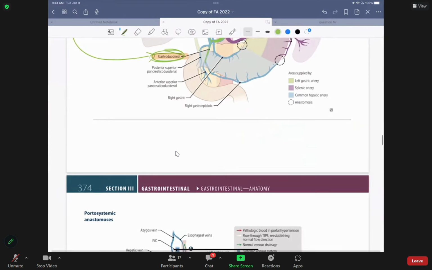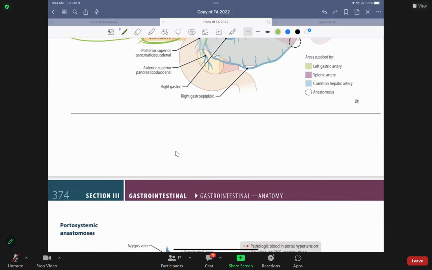Now I'm going to write something here to make sure we understand this. So this is peptic ulcer. I'm just writing. Don't worry about what is peptic ulcer. Just write this down. Peptic ulcer is two types: gastric ulcer and duodenal ulcer. Now, if you are bleeding from duodenal ulcer, that's gastroduodenal artery. Is that clear, folks? If you are bleeding from duodenal ulcer, it's a gastroduodenal artery.